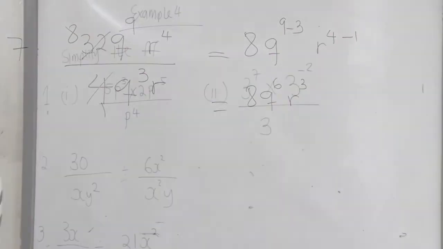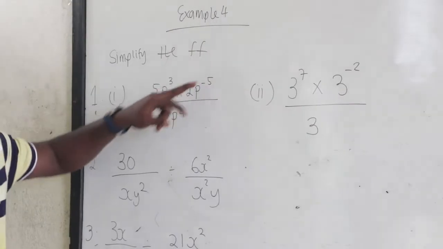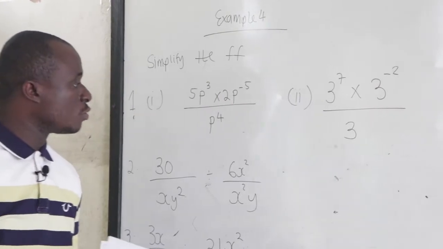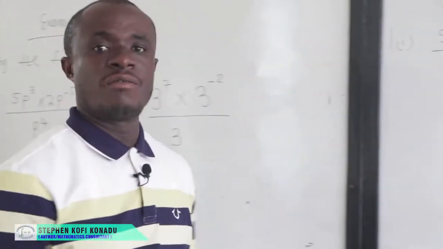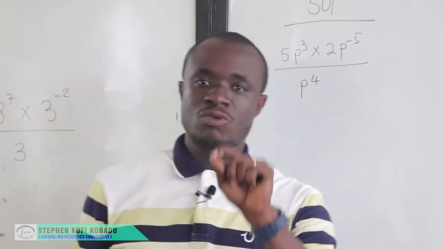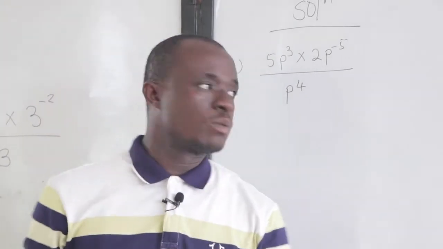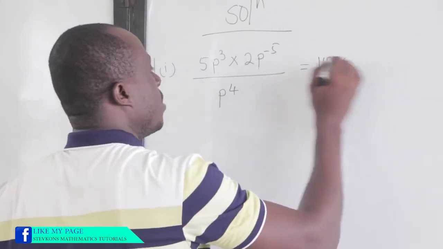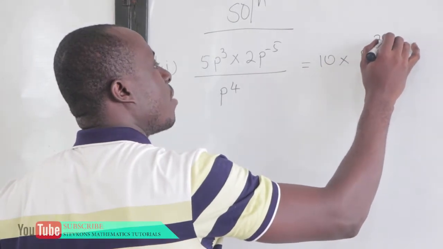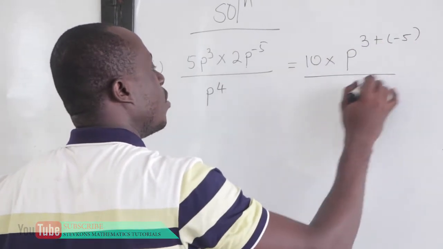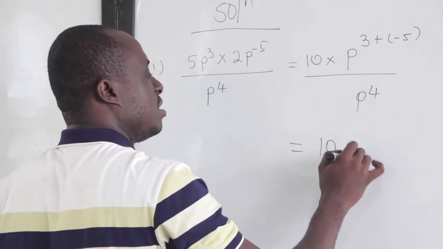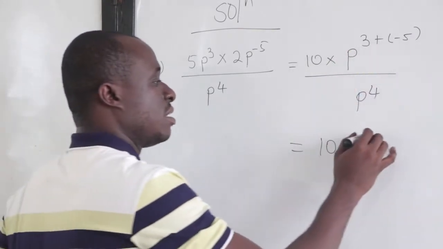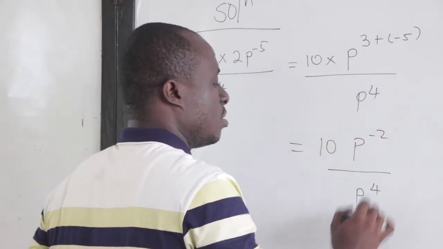That is 3. Now let's see example 4. Simplify the following. The first one says 5p cubed times 2p to the power negative 5 all over p to the power 4. Now that's what we have over here. What do we know? Indices are telling us that when you're multiplying, the bases are the same, we add the exponent. So clearly 5 times 2, we can simplify that one, which is 10. But then p, we have p to the power 3 plus negative 5 all over p to the power 4. Here 3 minus 5 gives us negative 2, all over p to the power 4.